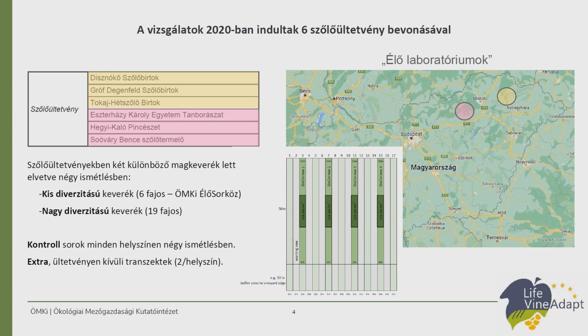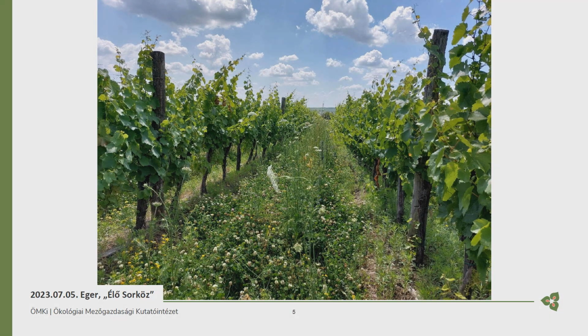My colleague Tomáš already mentioned results from this Lifeline project. We have 3 sites, vineyards in the Tokaj area and 3 in the Eger area, and alleys have been sown there with the cover crops, with the 6 species mixture and the 19 species mixture, and then we have a control, alleys in the vineyards where we leave the natural vegetation growing, and we collected insects from these sites.